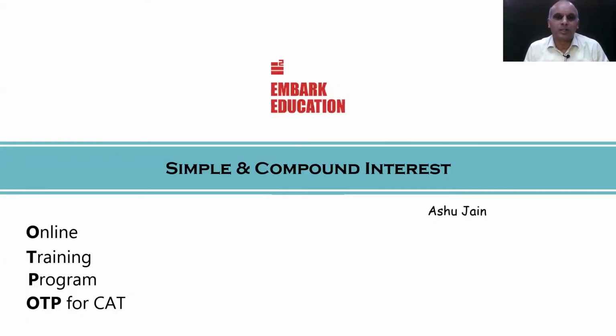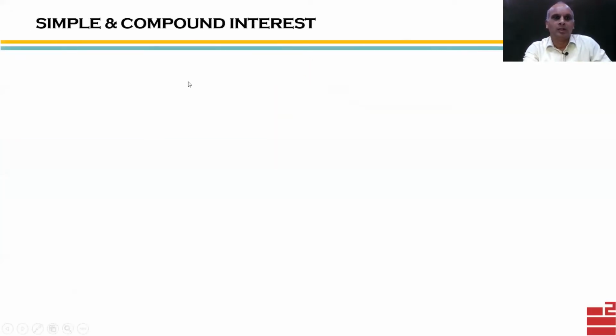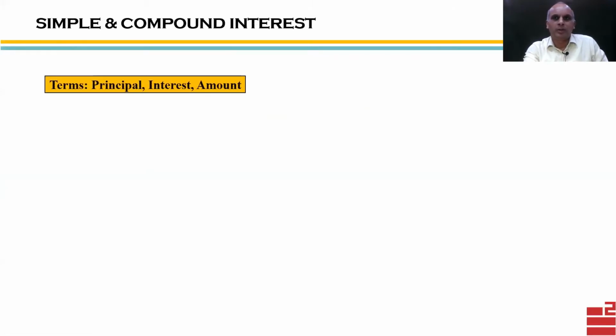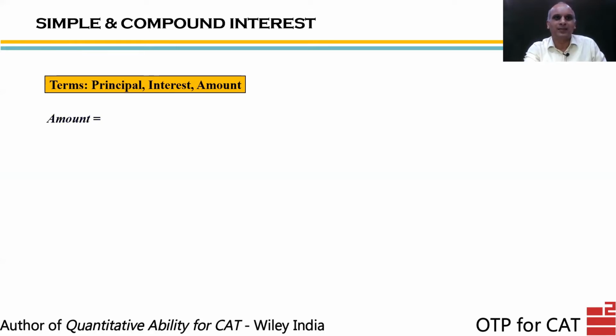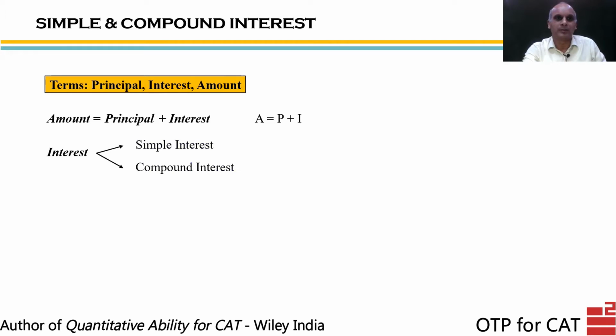In this video, I'm going to discuss with you another area of commercial maths, that is simple and compound interest. First of all, you should know what is the connection between principal, interest, and amount. Amount is given by the basic formula, that is principal plus interest, where we should know that interest is of two types: simple interest and compound interest.